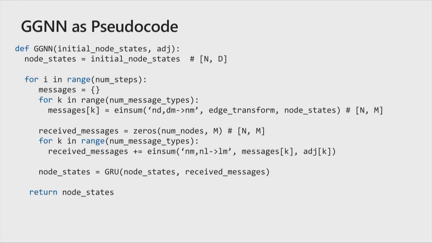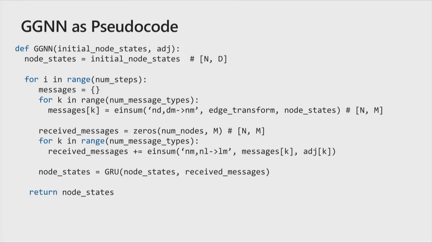Well, you say my initial states are somehow given to me. Doesn't really matter. We have a number of steps that we're going to unfold our graph neural network. For each time, we compute messages for each type K, which is this message multiplication that we have here. Works on this slide, I think.